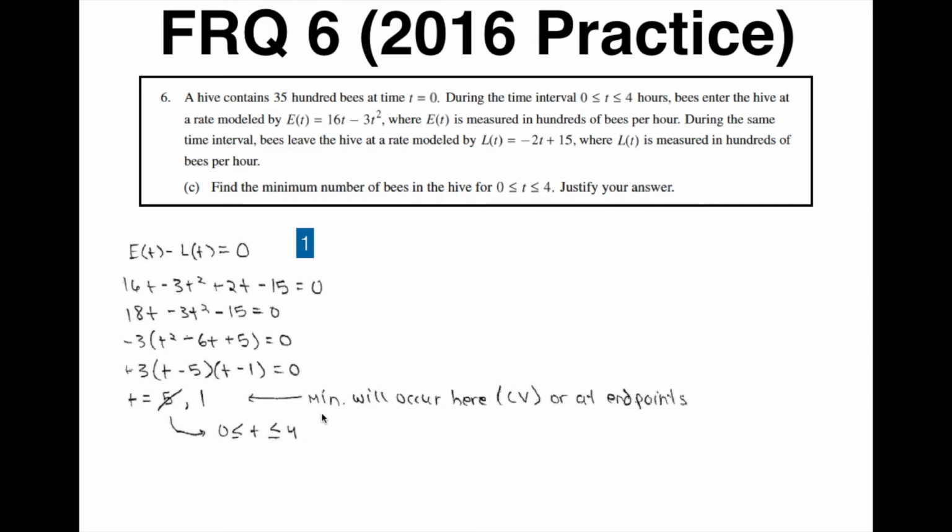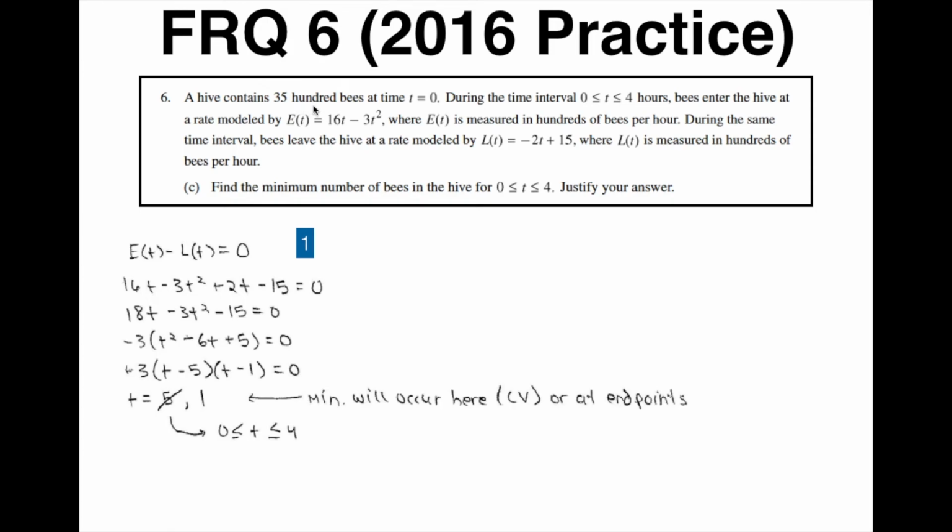The student now comments on the fact that the minimum is going to occur either here, which he calls the critical values, or at the endpoint. It could be that 3,500 bees is the minimum. We saw that we start with 3,500 bees. That could be the minimum.